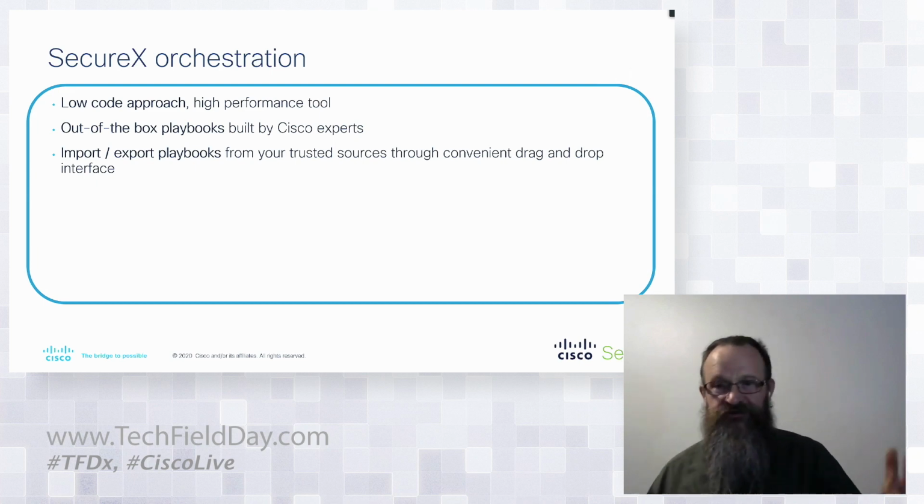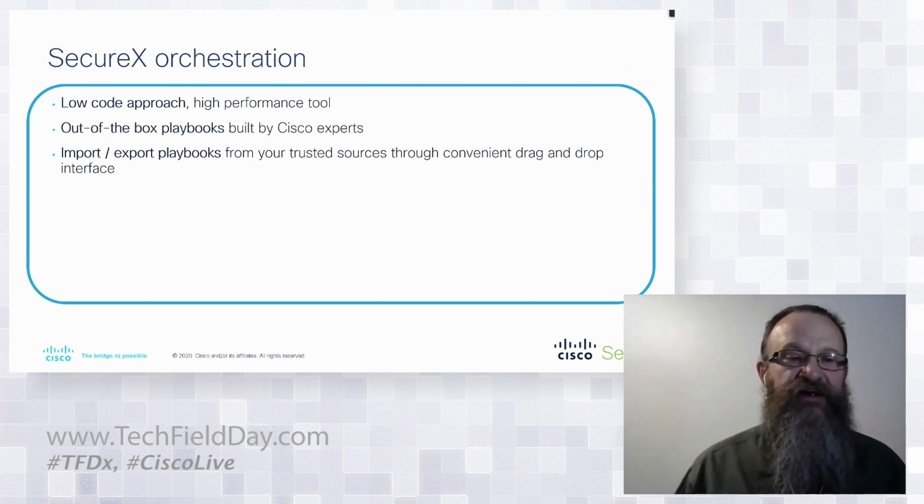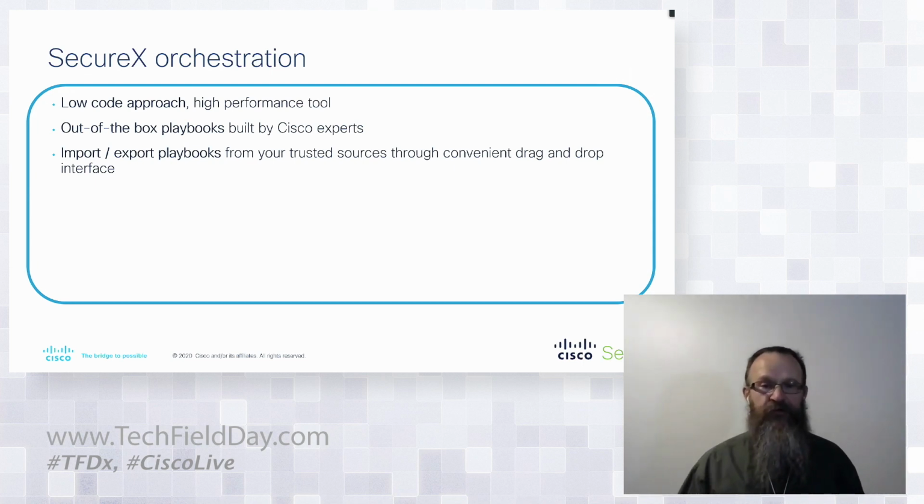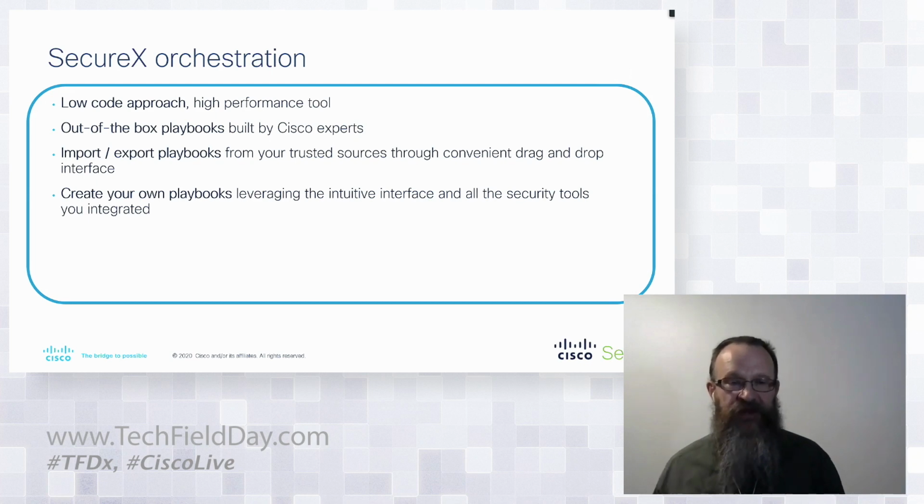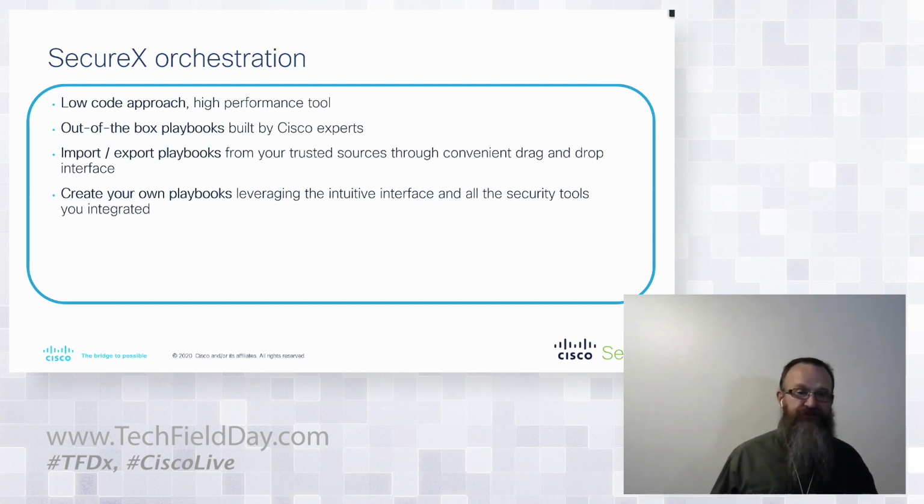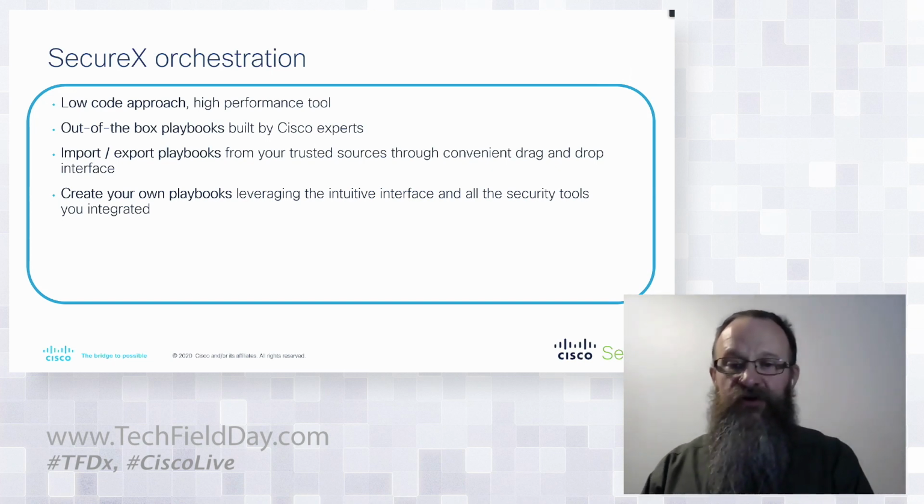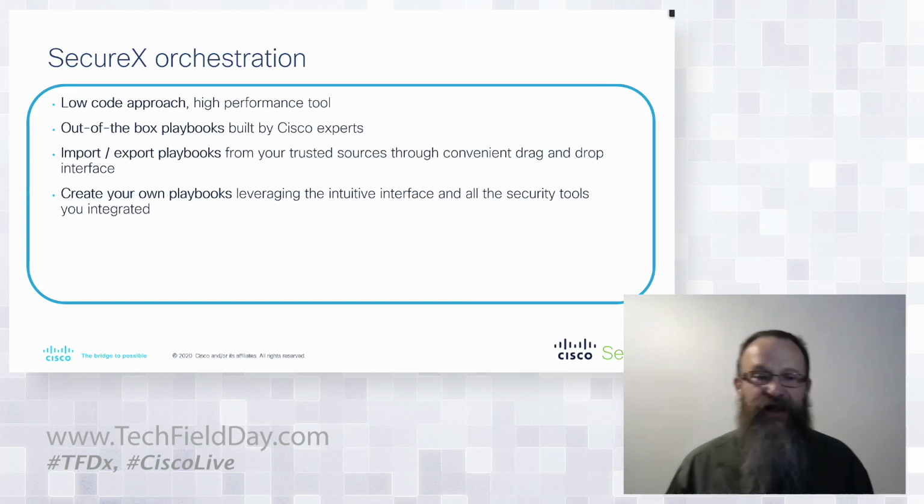Somebody sends you an email. Hey, here's the workflow I wrote that does XYZ thing. You can just take that text file and literally upload it to the orchestration user interface, and bam, there's the playbook now available in your organization. And you can create your own, of course. You can use that tool. You can use that intuitive graphical interface and all of the other security tools that you've got that are SecureX orchestration capable, and write your own.